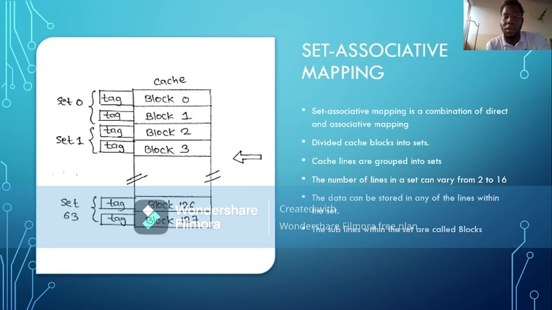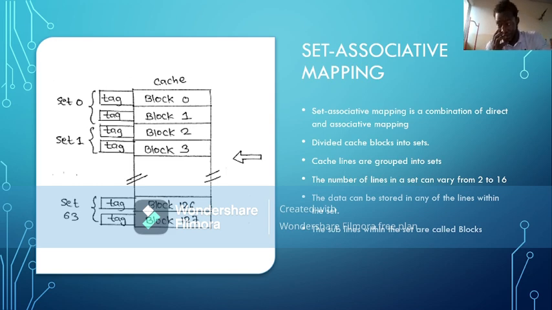It divides the cache blocks into sets. Cache lines are grouped into sets. The number of lines in a set can vary from 2 to 16. The data can be stored in any of the lines within the set. The sublines within the set are called blocks. That is what I was reading to you, and you can clearly see it on the diagram beside it.